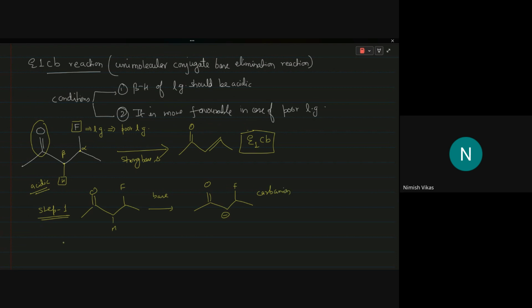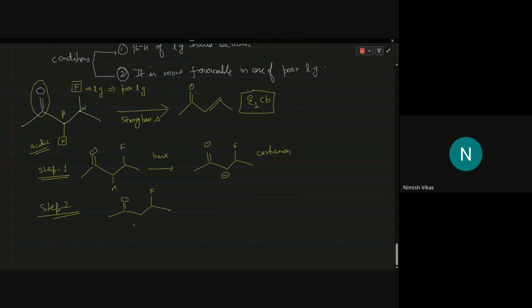Now in step two, this carbanion is going to do the removal of the fluorine atom. The carbanion does this, and the fluorine is removed. This is the RDS of the reaction. So finally, you are getting this thing as the product, right?